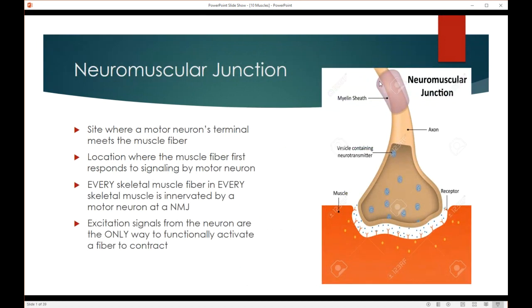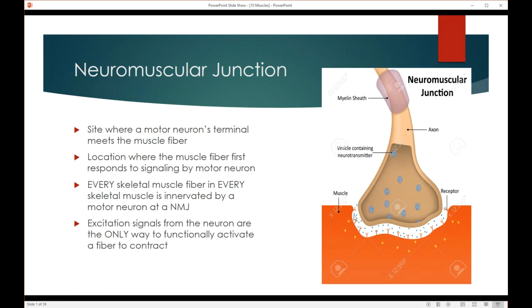So if we just back up really quickly, this is our neuromuscular junction. Every place that we have a muscle fiber, it is innervated by a neuron. This is a neuron, and it comes together at a neuromuscular junction. You might see it abbreviated as NMJ. Every skeletal fiber in every skeletal muscle is innervated by one of these motor neurons. We have a stimulus, and that stimulus is going to cause these vesicles that contain neurotransmitters to release their contents into this area. And this area is called a synapse.